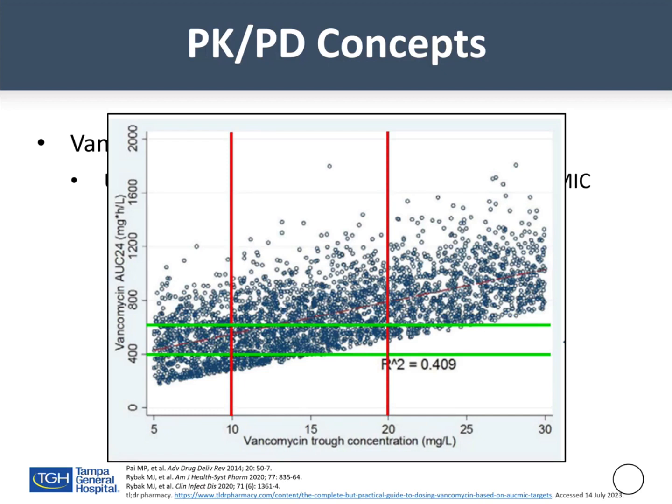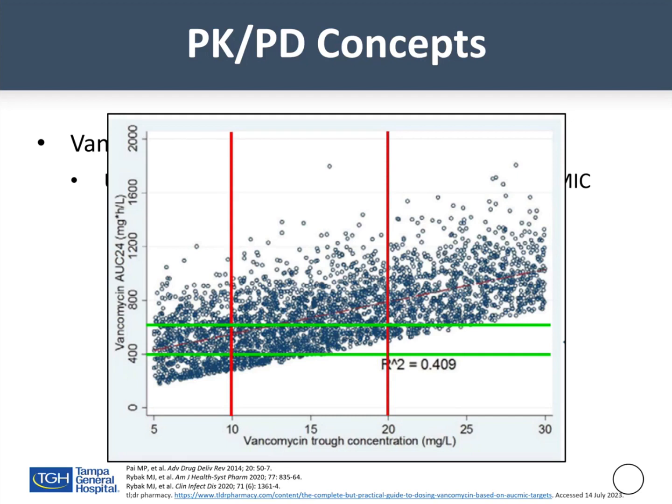The vertical red lines are showing you the general Vanco trough range of 10 to 20. So that's usually where we tried to shoot for our Vanco troughs to be: 15 to 20 for our MRSA infections, our invasive infections, and 10 to 15 for less severe infections, especially some of our skin and soft tissue infections. Now, you would think, as we were expecting, that a trough range of 15 to 20 is going to get us at least over an AUC of 400. Well, maybe we were getting over an AUC of 400, but it could go all the way up here. There's a whole bunch of variability here.